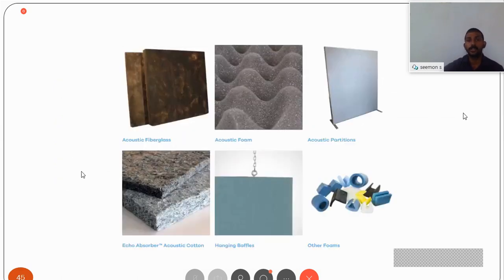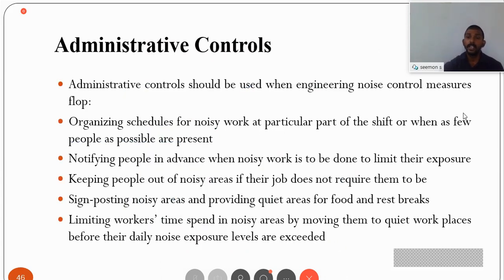We can control noise with acoustic fiberglass, acoustic foam, and acoustic partitions, just making a partition so that we can eliminate or reduce the noise. Next is administrative control. If the first 3 cases, elimination, substitution, and engineering control, fail, then we can go for administrative controls. Administrative control means we are organizing.